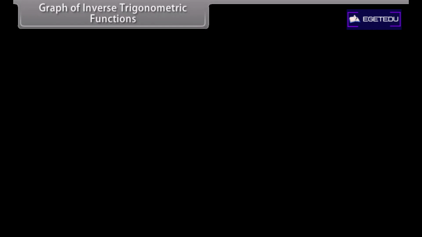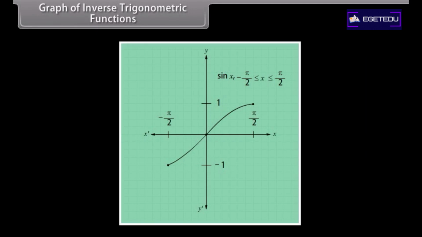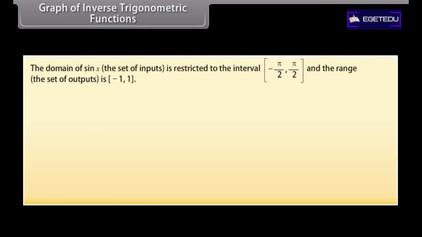Graph of inverse trigonometric functions. In this screen, we will learn about the graphs of the inverse trigonometric functions. Using this figure, the graph of arc sin x or sine inverse x can be easily obtained. The domain of sin x, that is, the set of inputs, is restricted to the interval -pi by 2, pi by 2, and the range, that is, set of outputs, is -1, 1.